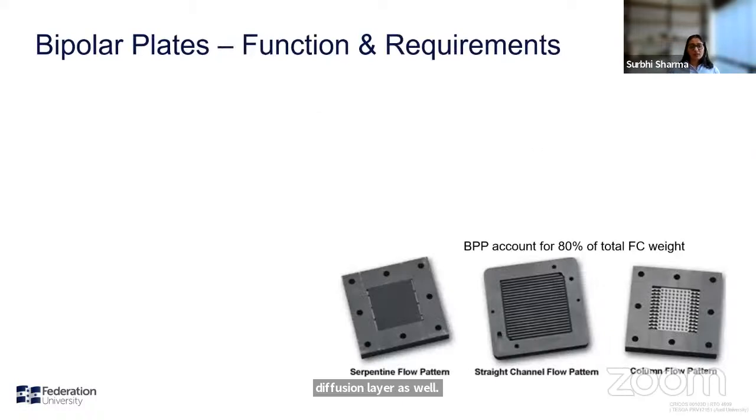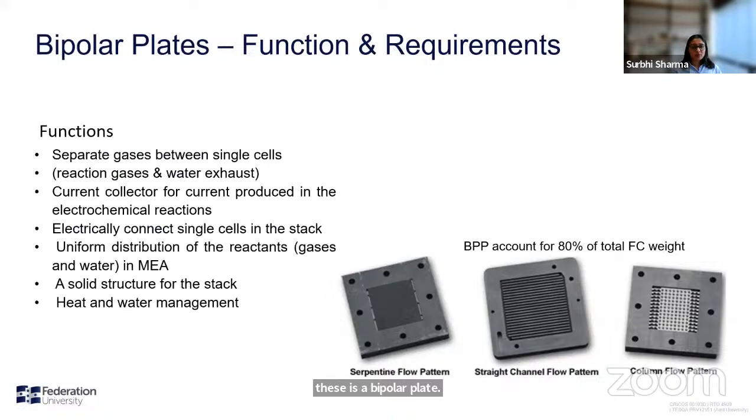The next component after all these is the bipolar plate. And there's a variety of different types of bipolar plates and different materials that are used. The main function of the bipolar plate is to separate the gases between single cells, and allow for channels for movement of the water that needs to exit the cell. It also is a current collector for the current that's produced through the electrochemical reactions, and it electrically connects the single cells in the stack with each other.